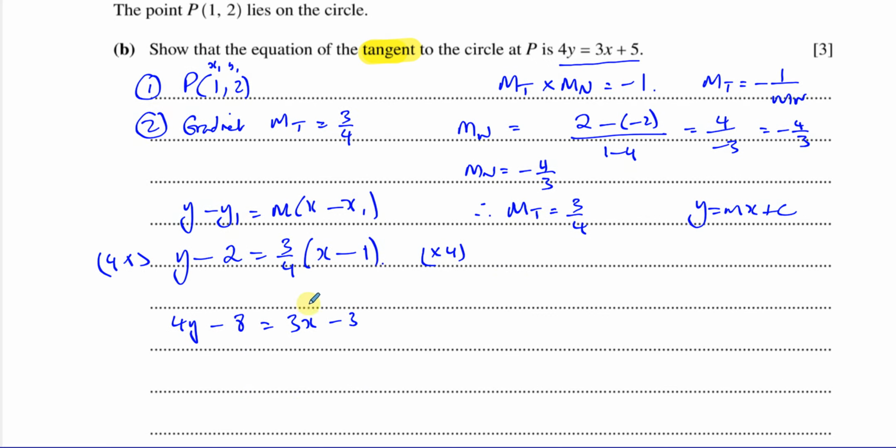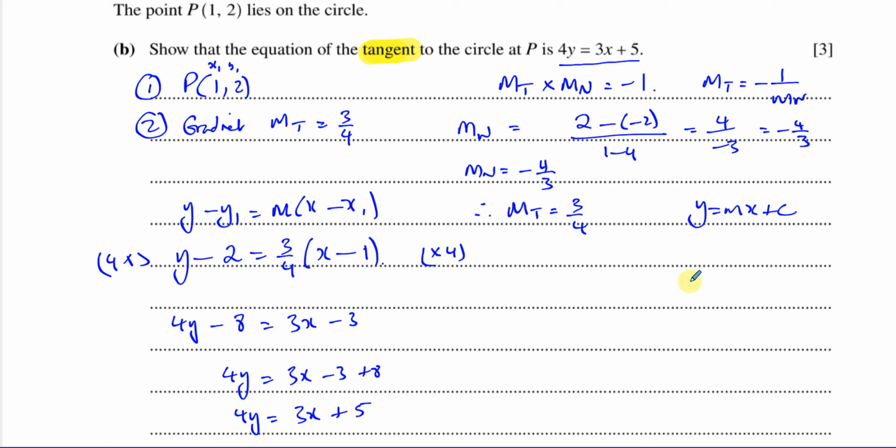Now we want to write it in this form where 4y is the subject, so we're going to add 8 to both sides. So 4y equals 3x minus 3 plus 8, which gives you 4y equals 3x plus 5, which is exactly what we had to show. So we know we're correct, of course.